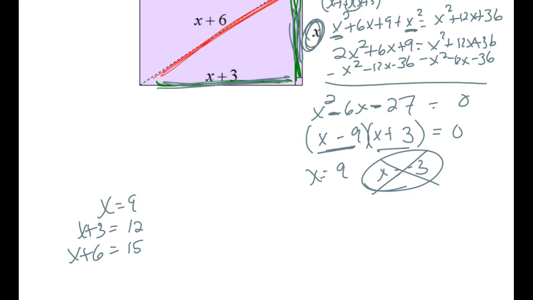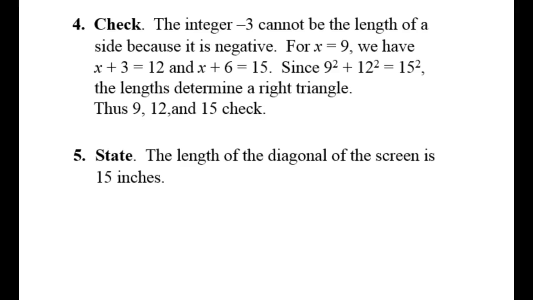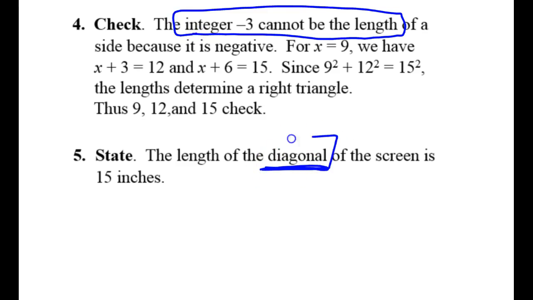Let's see what the author says here. So it looks like the author had the same solutions, 9 and negative 3. And again, they throw out the negative 3. It can't be the length of a side. And so the length of the diagonal, which is what they asked for, must be the 15, which we found as well.